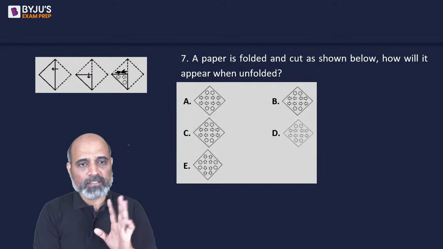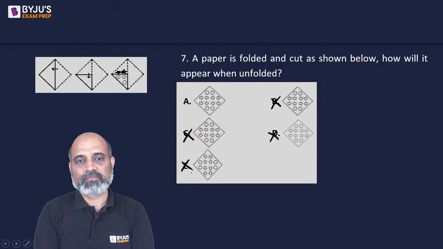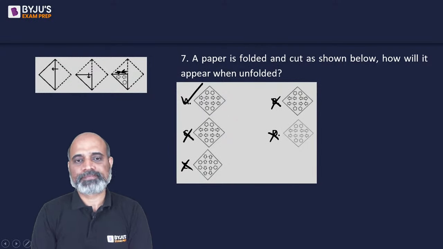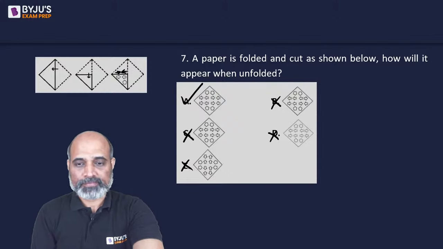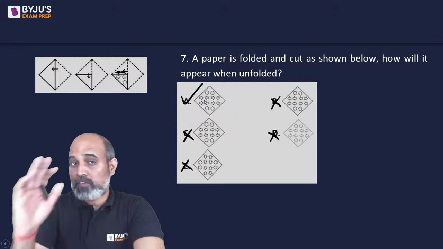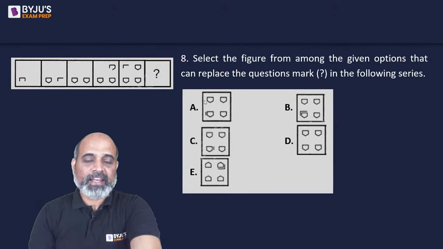Just looking at this, we know that it's not going to be B, it's not going to be D, it's not going to be C, it's not going to be E. सब खत्म. केवल एक component पकड़ा और हमें आंसर मिल गया. Right? You don't have to solve the entire thing. Okay. Next one.